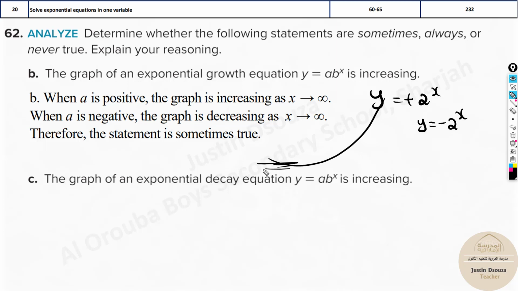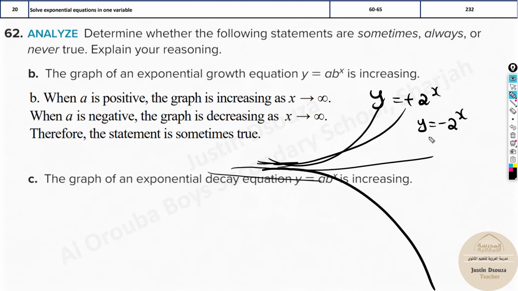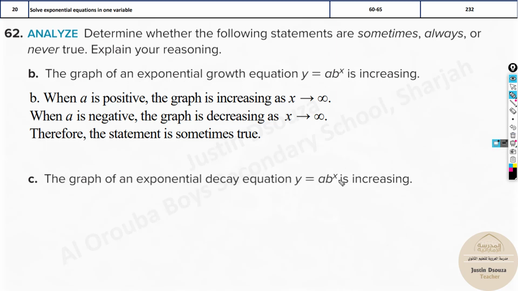This one decreases. It's like this. If this is the x-axis in the middle, it will always go up when A is positive, and go down when it's negative. So it's sometimes true. Yes, sometimes it will increase, but if A value is negative, it will always decrease. This is the concept. Now, even for the decay, it doesn't decrease always. It is increasing. Yes, it will increase as well. Now I'll tell you why.